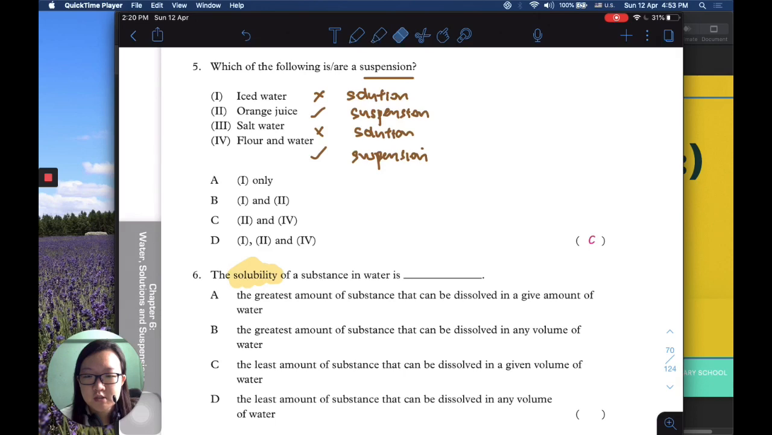Question 6. The solubility of a substance in water is, answer is A. This is a straightforward definition question. The greatest amount of substance that can be dissolved in a given amount of water.